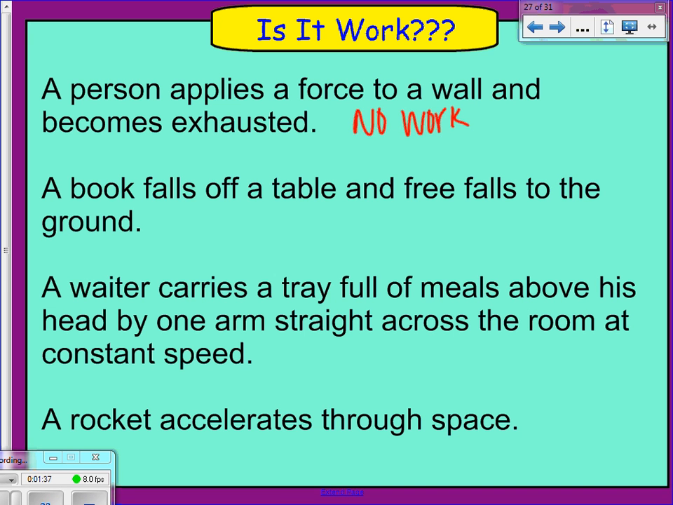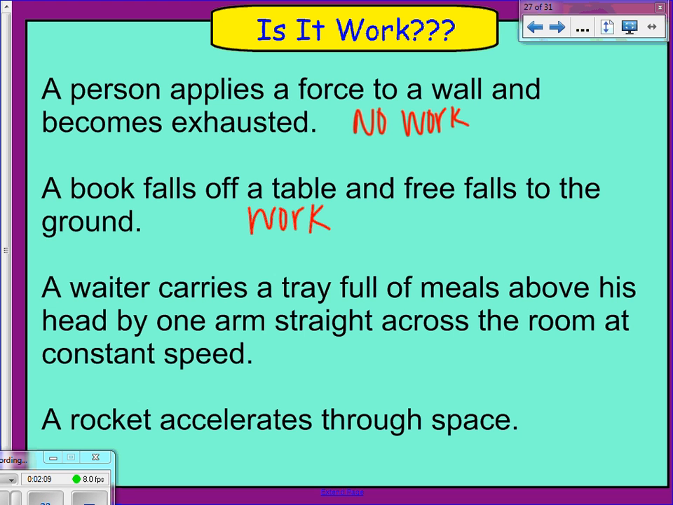In the second example, a book falls off of a table and free falls to the ground. Is there a force? Yes, there's the force of gravity. Is there a displacement? Yes, the book clearly changes its position from the top of the table heading towards the ground. The final step, the third check: is the force of gravity what's causing the displacement? And the answer is yes. The force of gravity is actually making it fall vertically to the ground. And so yes, work is done in the second example.